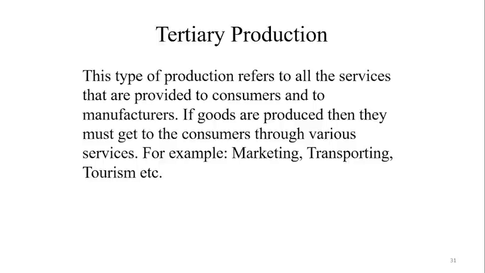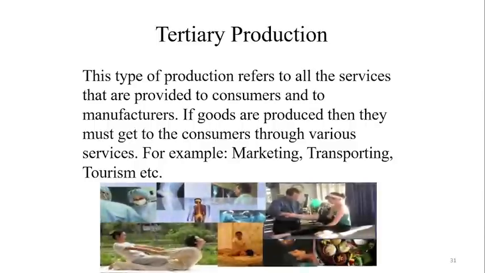Then you have the tertiary stage or type of production. Tertiary production is mainly concerned with providing services. So if you are providing a service, any type of service at all, you are operating at the tertiary stage of production. For example, marketing, transporting, tourism. You can look there: your hairdresser, your barbershops, your taxi drivers, restaurants when they serve you the food. That would be providing a service. They're operating right there at the tertiary stage of production.